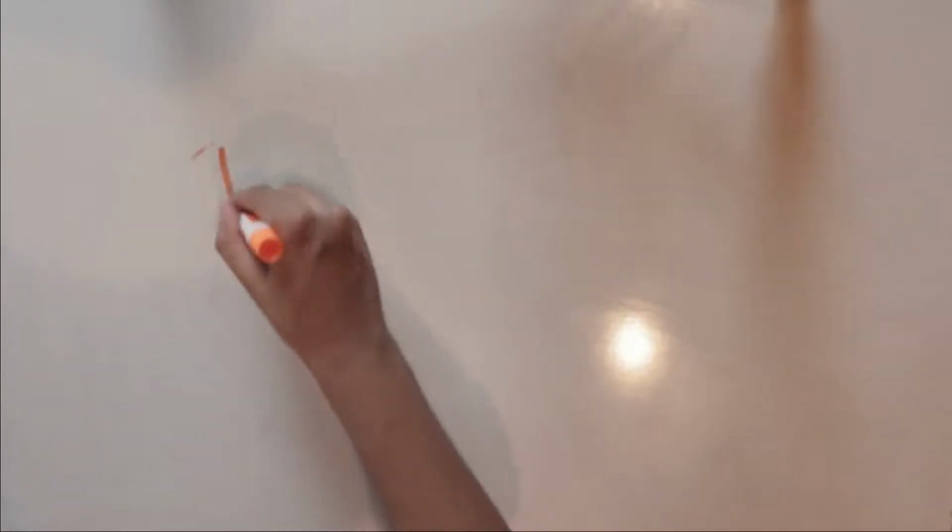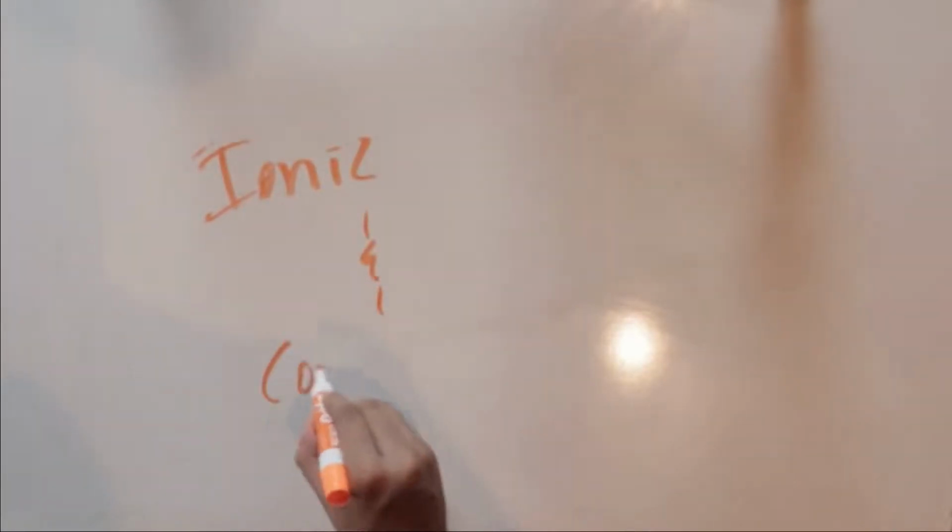So let's go ahead and get started. There are basically two types of naming in chemistry, inorganic and organic. In this video, I'm going to be focusing on inorganic naming. In inorganic naming, there are basically two types of naming, ionic and covalent. Yes, I know that there's a lot of division in chemistry.